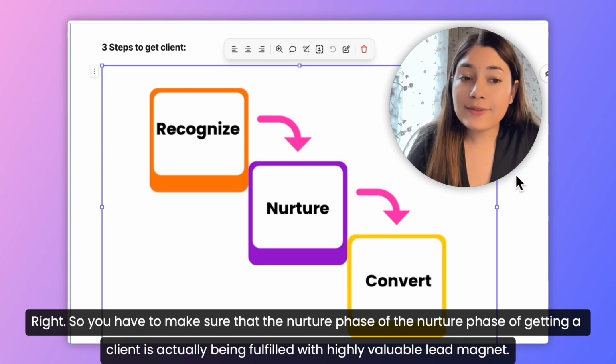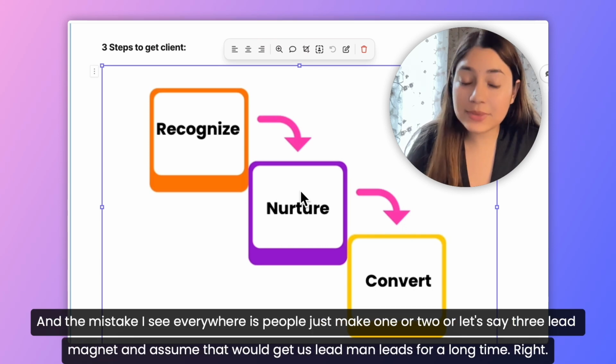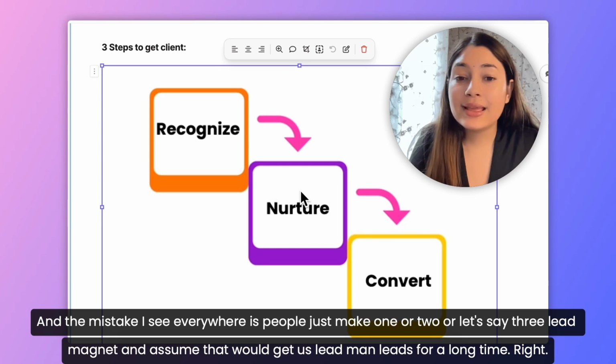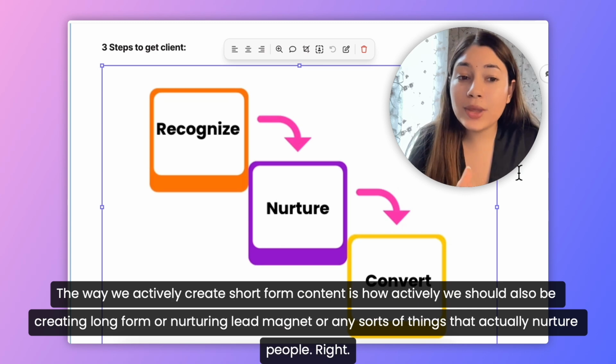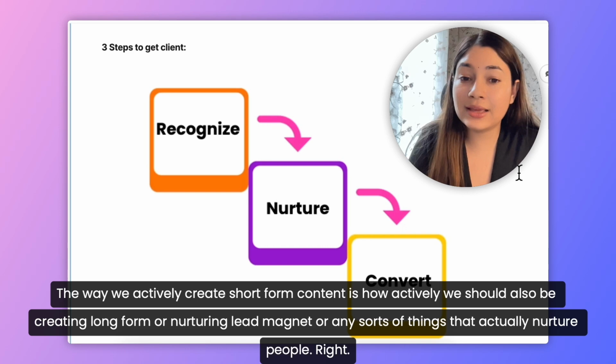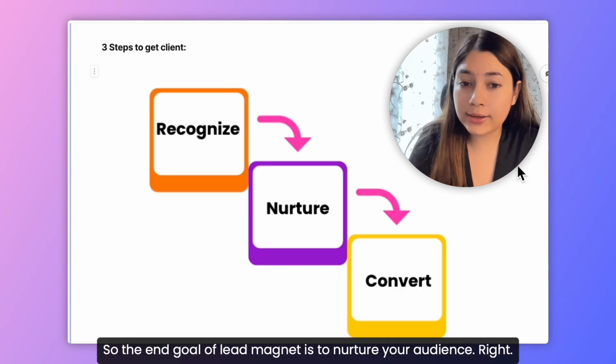So you have to make sure that the nurture phase of getting a client is actually being fulfilled with a highly valuable lead magnet. And the mistake I see everywhere is people just make one or two, or let's say three lead magnets, and assume that would get them leads for a long time. The way we actively create short form content is how actively we should also be creating long form or nurturing lead magnets, or any sort of thing that actually nurtures people. So the end goal of a lead magnet is to nurture your audience.